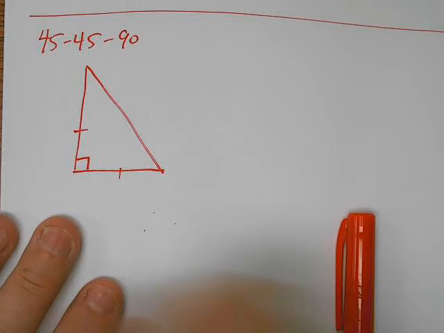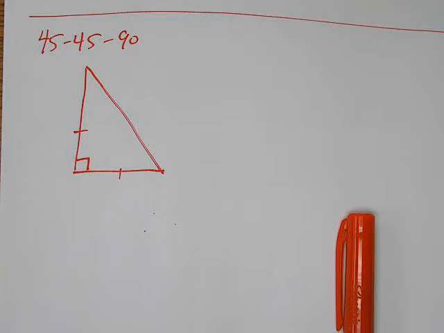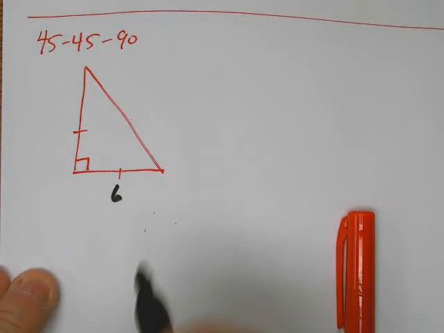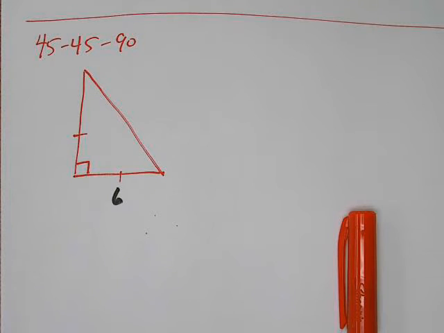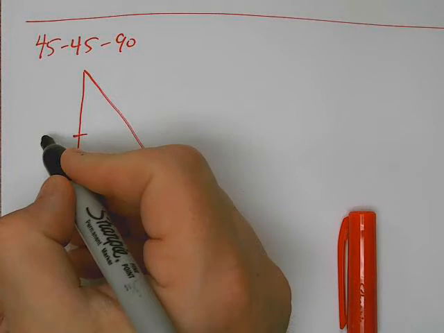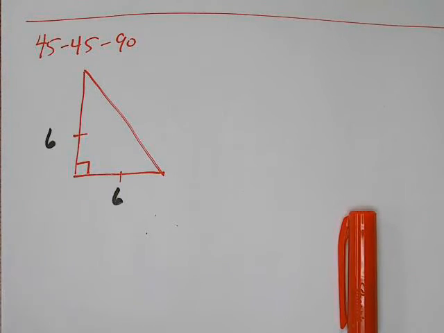Now it depends on which side we're given first. Let's say that we've been given the leg. Let's say that this is 6. If I know that that's 6, then I can safely conclude that this is 6 because they are the same. Isosceles right triangle.